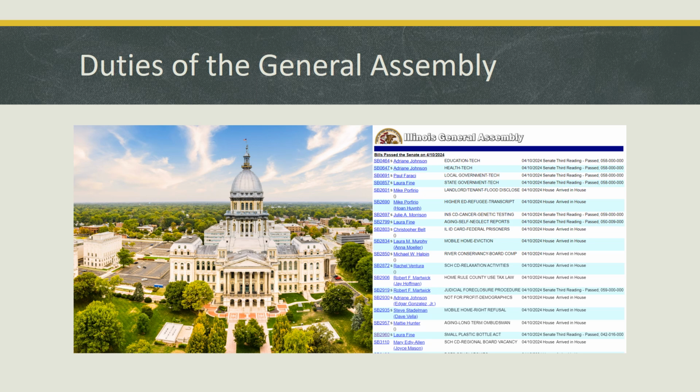The Assembly can also hold hearings and conduct investigations on proposed laws. These meetings must be announced and open to the public. The Assembly can also propose amendments to the Illinois Constitution. Lastly, every 10 years, after a national census, the General Assembly must redraw the lines of districts for both the members of the U.S. House of Representatives and the General Assembly.